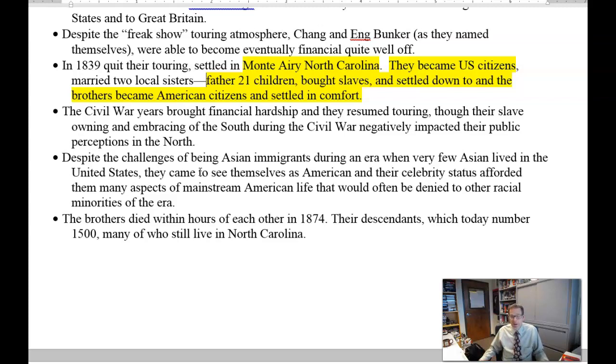But then they married and had 21 kids. And in many ways, they grew quite comfortable in the United States. Again, but within that strange matrix of being certainly quite different and then also having celebrity status with all the pluses and minuses that comes with that. The two brothers died in 1874. Their descendants, which today number into the 1500s, many of whom still live in North Carolina.